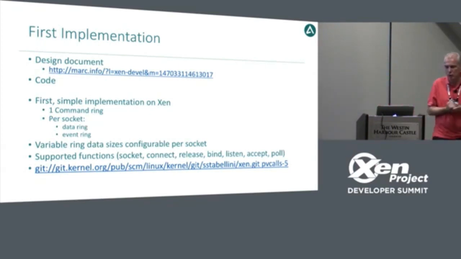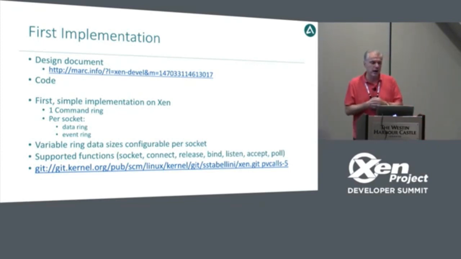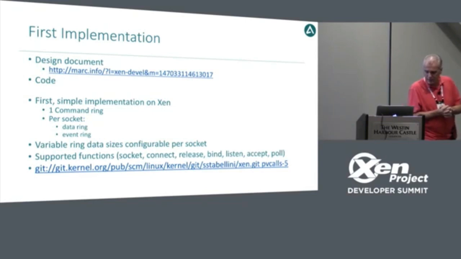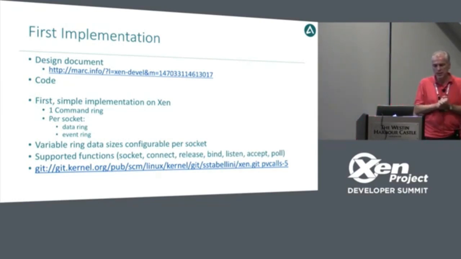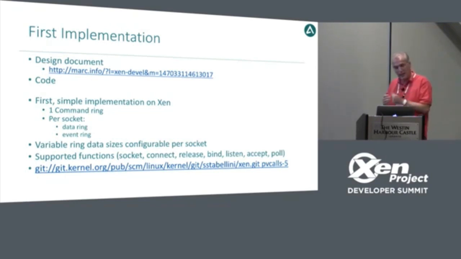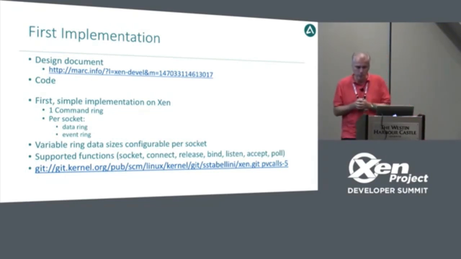So what is the first implementation? There is a design document up. Stefano has been trying to get feedback. It is actually a very simple first implementation. It uses one shared command ring where the guest sends the socket calls down to the hypervisor, which translates them into hypercalls. And then it currently creates a per socket data ring and event ring.